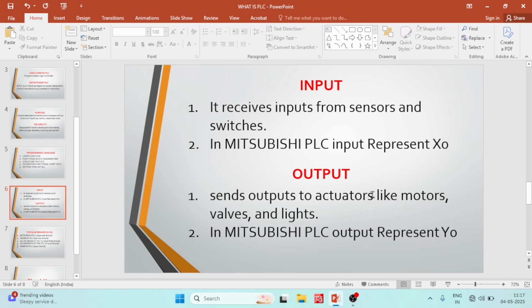So next is input and output. Input means it receives input from sensors and switches. In Mitsubishi PLC, input is represented as X0. In incoming lectures, we will program a Mitsubishi PLC, so there X0 is present. And output means the PLC sends output to actuators like motor, valve, and light. In Mitsubishi PLC, output is represented as Y0.